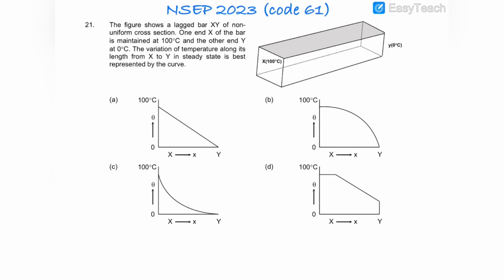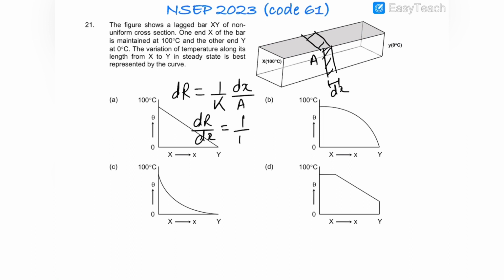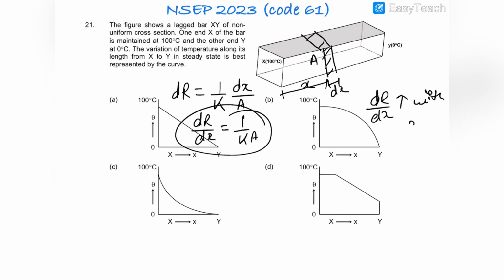Let us see the resistance of this bar at any cross section. Suppose there is a cross section of width dx. The resistance of this cross section would be equal to 1 by K, where K is the thermal conductivity, times dx upon the area. Suppose the area at this cross section is A. So dR by dx is equal to 1 upon KA. As we go in the forward direction, A is decreasing, so dR by dx is increasing with distance x.